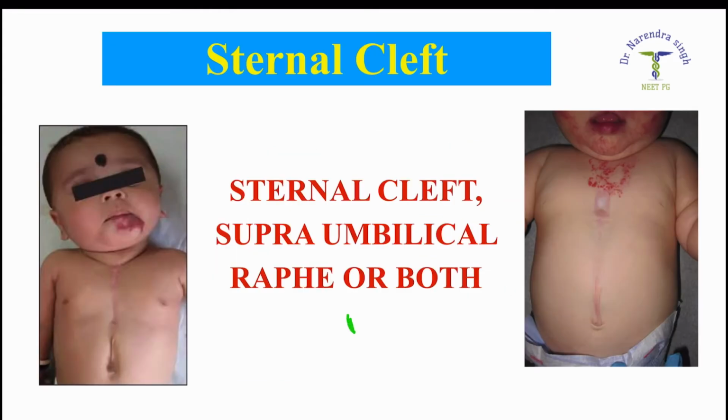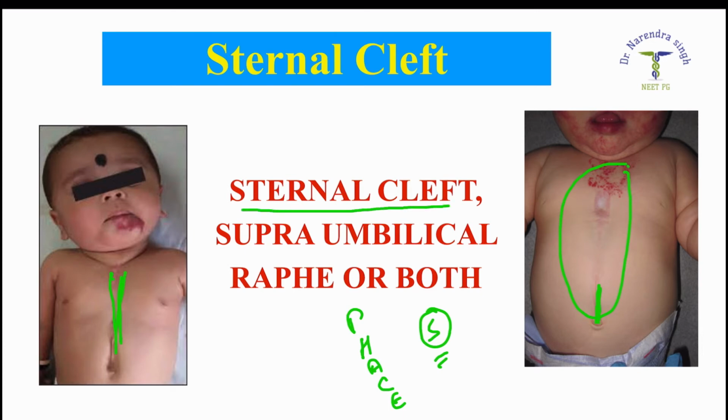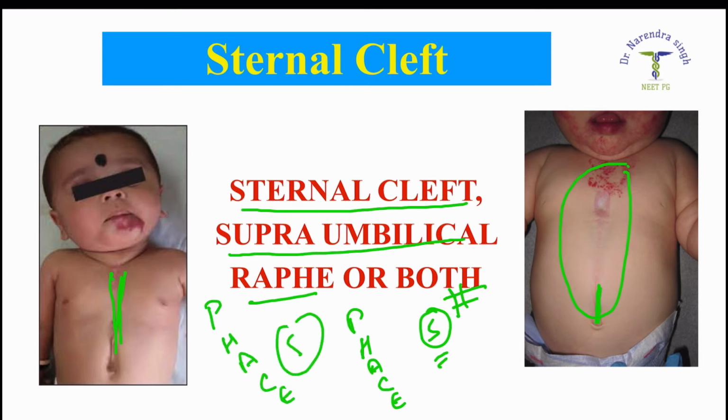Now S, the component which has been added to PHACE, comprises external cleft, supraumbilical raphe, or both, a combination of both. So this is the sixth component of Phace syndrome.